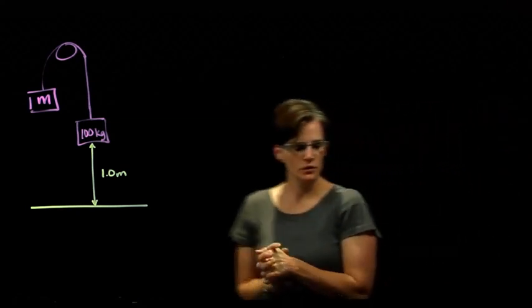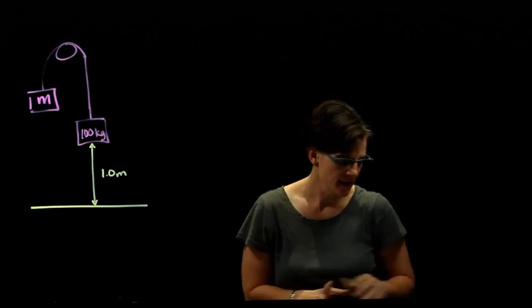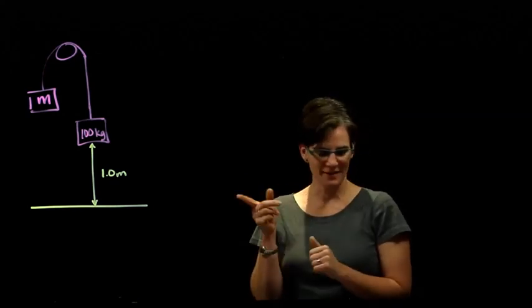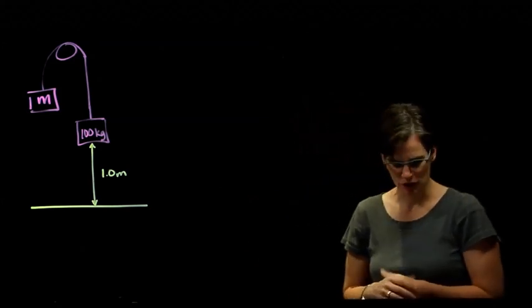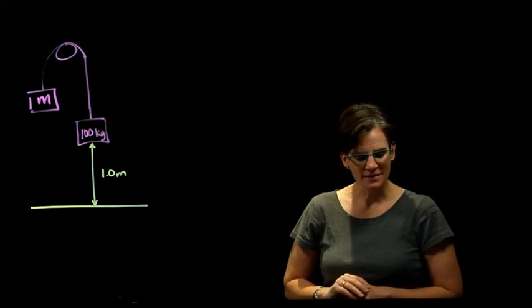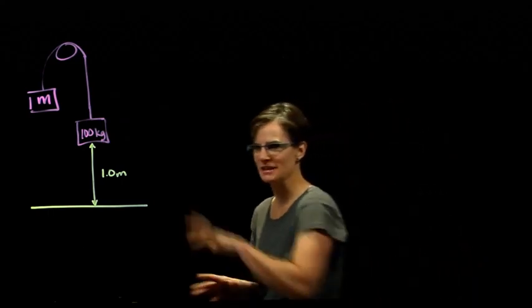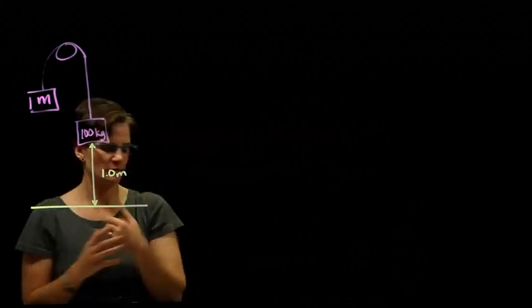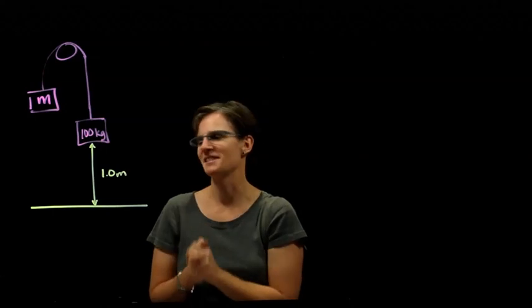Okay, so we are going to look at exercise number 38, and it reads: the 100 kilogram block in the figure I've drawn takes 6 seconds to reach the floor after being released from rest. What is the mass of the block on the left? The pulley and the rope are frictionless and massless. That's what I'm trying to say.